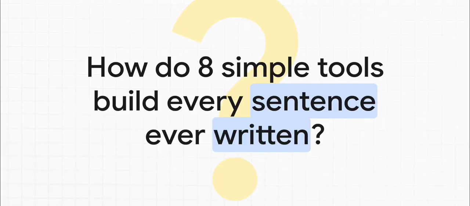I know, it sounds kind of crazy, right? Every book you've ever read, every song lyric, every single conversation, all of it, built from the exact same 8-piece toolkit. So how on earth does that work? What's the secret sauce that lets these simple parts create something so complex?